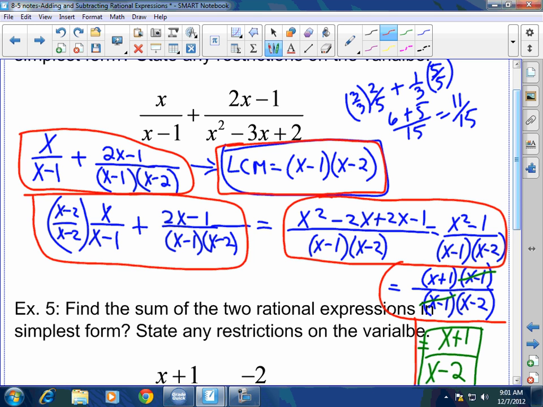Yes, the restrictions here would be x cannot equal 2. Not 1, but 2. Does that make sense, boys? Questions on this so far? As you can see, it's long, it's tedious, but it's easy. It's very easy.